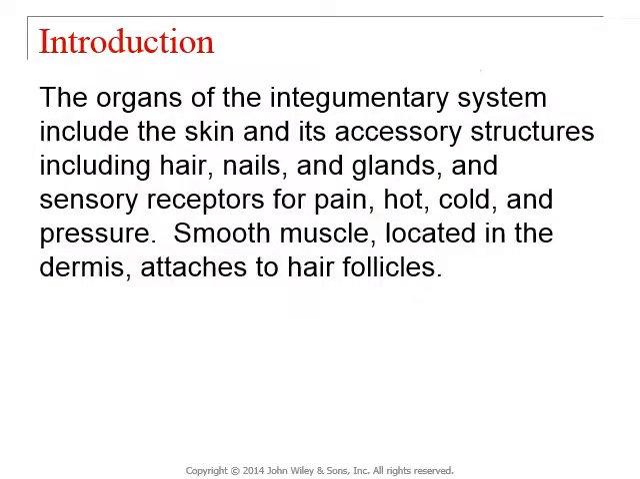The organs included in the integumentary system will include the skin, which will be made up of epithelial and connective tissue, as well as the accessory structures, including hair, nails, and glands. Nerve cells are represented by sensory receptors for pain, hot, cold, pressure, and also itch, which is not listed here. And finally, we'll see smooth muscle, which will be located in the dermis, attached to the hair follicles. These will be involuntary muscular contractions.